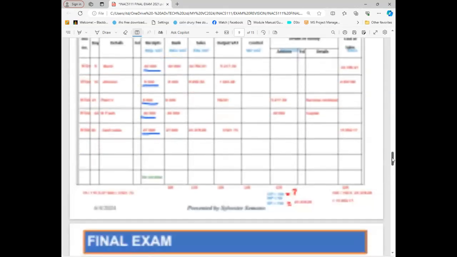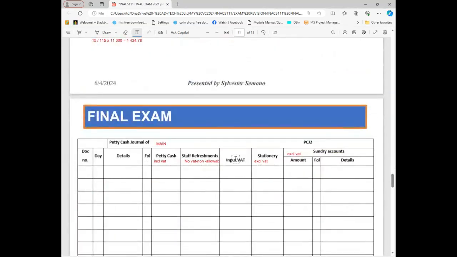I just have to go there. Already, I wrote it for you. So you can see that the main column here is including VAT, staff refreshments, no VAT, because remember you cannot claim VAT. VAT input is denied, so we don't have to calculate. It doesn't mean that it doesn't include VAT. It does include VAT. But for the fact that we cannot claim it, we cannot calculate. I hope it makes sense.